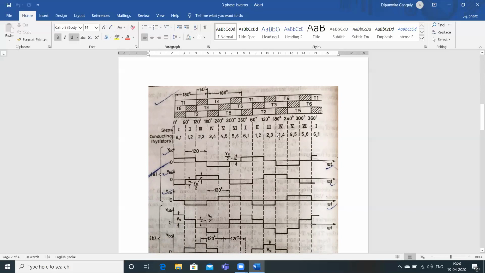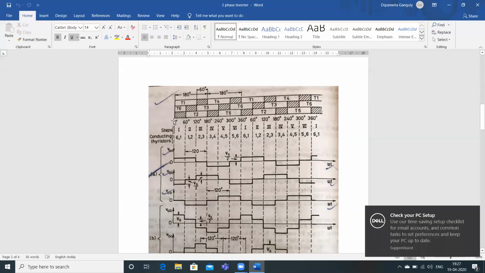Again this process will continue because this is 360 degrees. One cycle is complete and the next cycle will start, and again 6 1, 1 2, 2 3, 3 4, 4 5, 5 6. This process will continue. Now in stage 1, for 0 to 60 degrees, thyristors 1 and 6 are on.